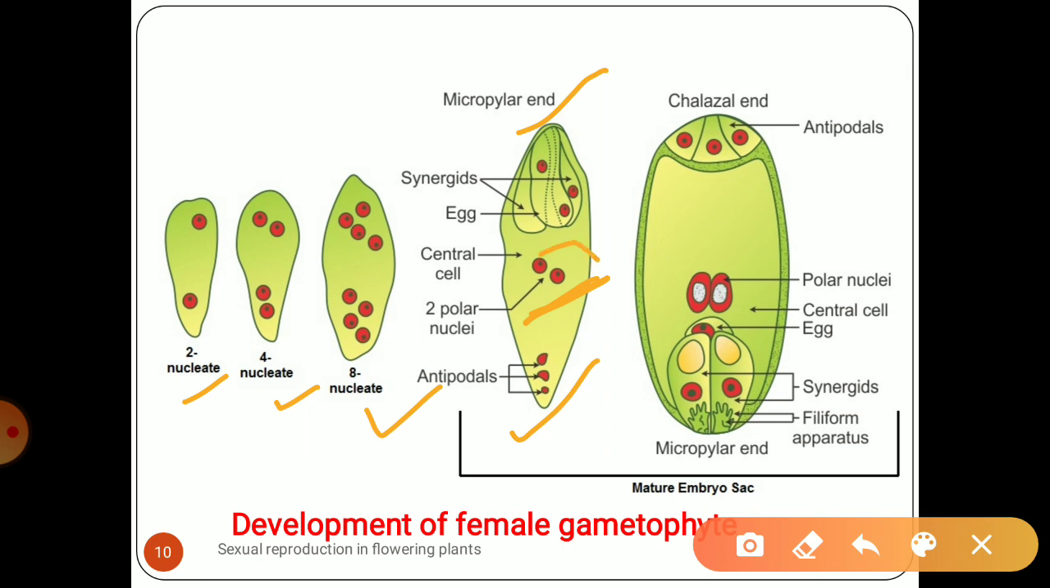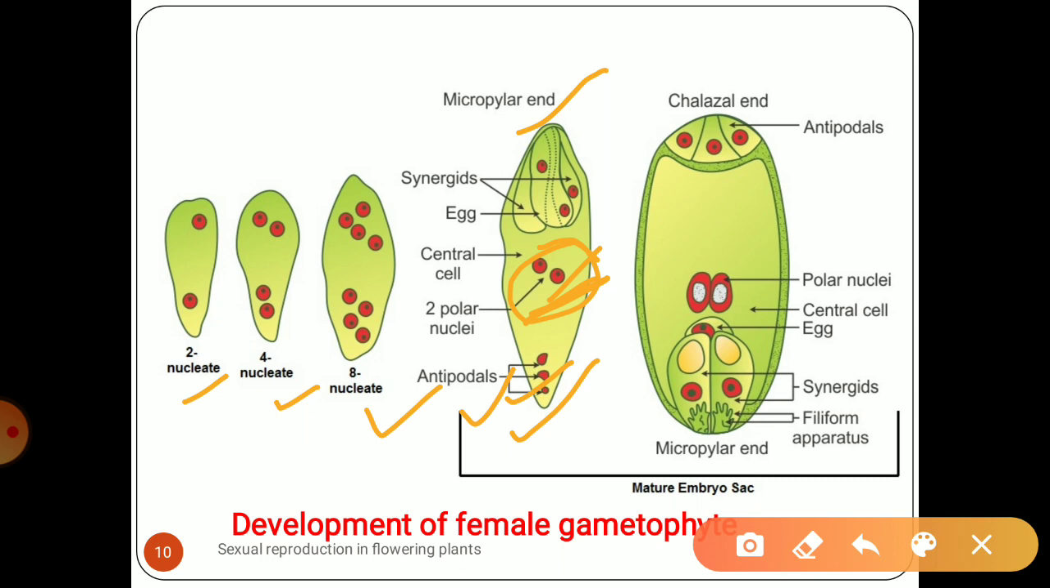So this is called the central cell, and these 2 nuclei are called the 2 polar nuclei. The 3 cells towards the micropylar end are called, 2 are called synergids and 1 is called the egg cell. And towards the chalazial end you will find 3 cells, which are called antipodals.